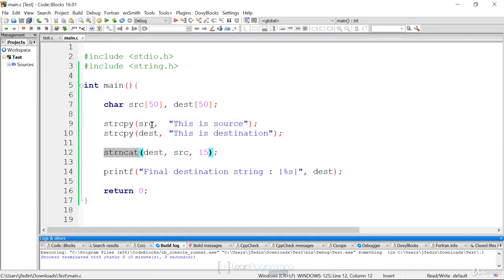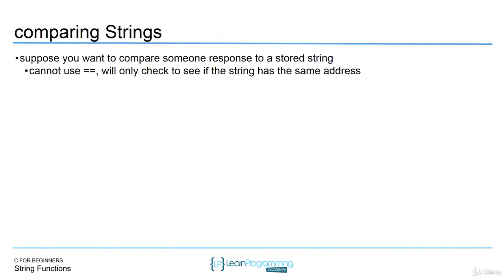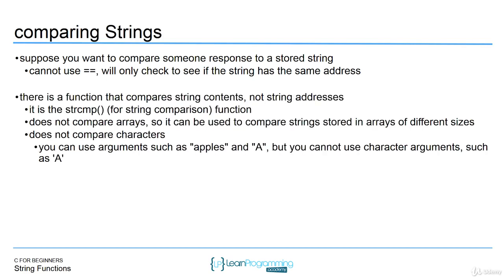Let's talk about strcmp, which I keep accidentally saying instead of strcpy. Strcmp. So for comparing strings, we have to also use a function. If you want to compare one string to another, you can't use double equals. That only checks for references, whether or not you have the same address. So what you need to use is strcmp. This is going to compare the string contents. It does not compare the arrays, so it can be used to compare strings stored in arrays of different sizes.